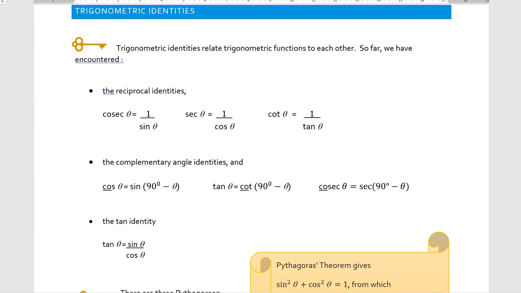Hello mathematicians, let's have a look at trig identities. So first of all, what is an identity? Well, it's simply a relationship between trig functions. So we've encountered a few so far.